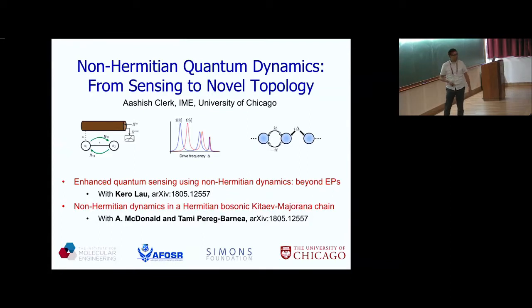I would be remiss if I didn't mention my collaborators. The first story on non-Hermitian sensing was really the work of my postdoc, Kiro Lau. And the second story about bosonic Majoranas and effective non-Hermitian dynamics has been done with a graduate student of mine, Alexander MacDonald, and my former colleague back at McGill University, Tami Pereg-Barnea.